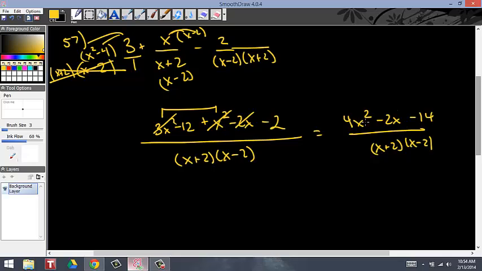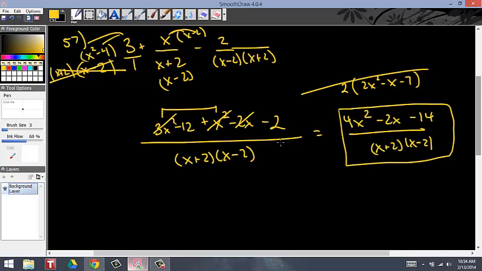Let's see if I can factor this and see if we can cancel something. If I factor out a 2 here, I'm going to get 2x squared minus x minus 7. Nope. Goodbye. Not going to factor. Okay? So that's all there is to it.